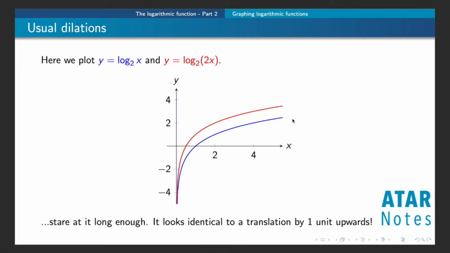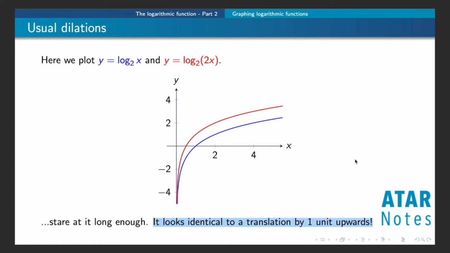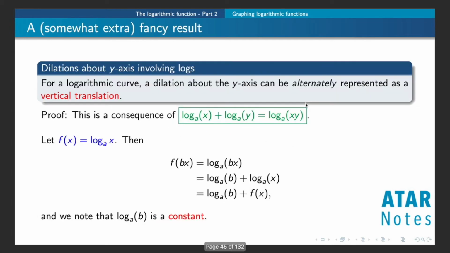But if you really look at it long enough, you'll find that this dilation looks a lot like a translation. You might need to stare a lot to see that, and it's a bit hard to see down here, but once you get further into it, you'll see the red graph is literally just the blue graph moved upwards by 1 unit. And for the record, this is no coincidence.